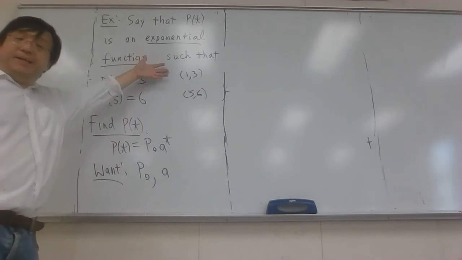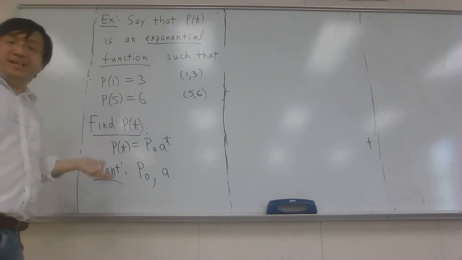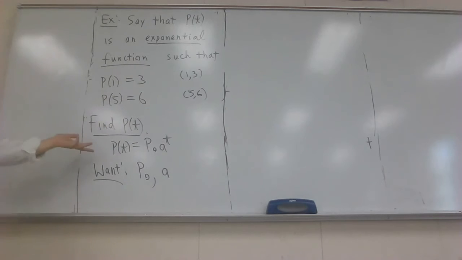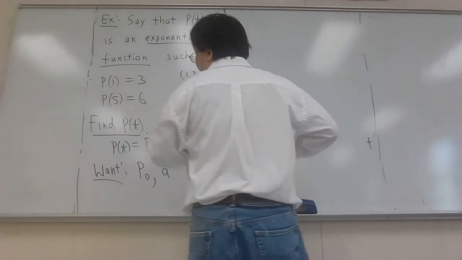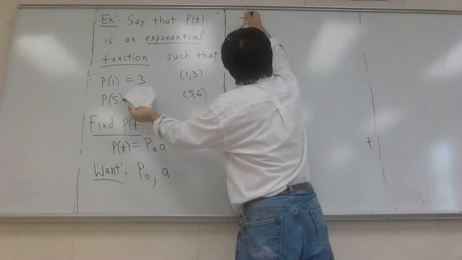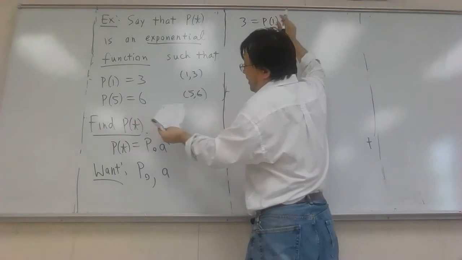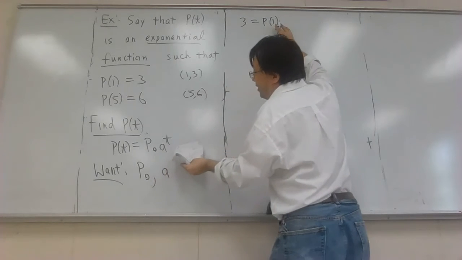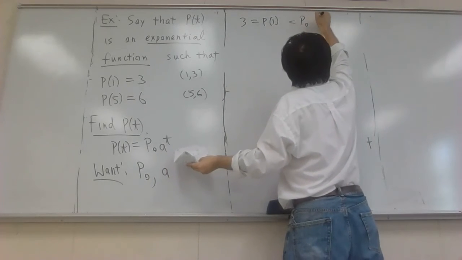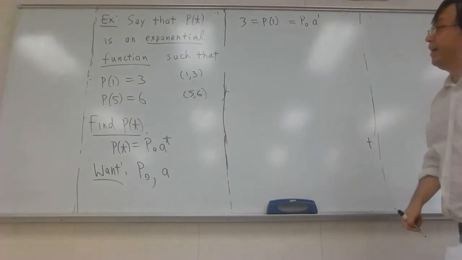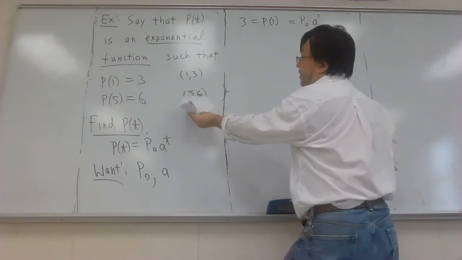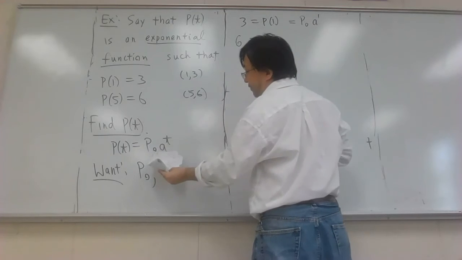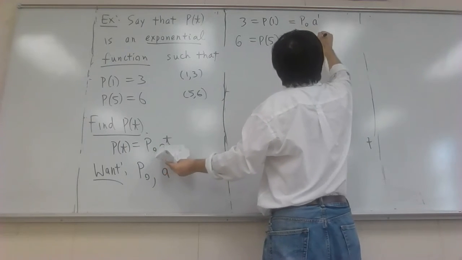Well, I just plug these 2 points into this function and do a lot of algebra. First, plug in the first point. So we get 3 is equal to P of 1. Plug in T equals 1 here, so that's P naught times A to the power of 1. Now plug in 5, 6. So 6 is P of 5. Plug T equals 5 in here, so that's P naught times A to the power of 5.